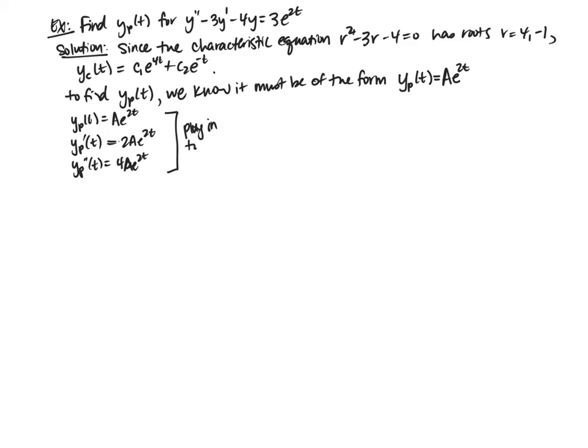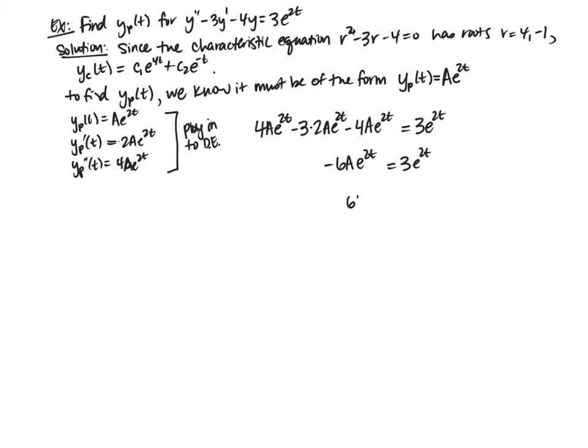Plug that into the differential equation, and we get, okay, so y double prime is 4A e to 2t minus 3 times 2A e to the 2t minus 4A e to the 2t, and that all needs to be equal to 3e to the 2t. So what do we end up with here? We end up with 4A minus 4A minus 6A, so we end up with negative 6A e to the 2t needs to be equal to 3e to the 2t.